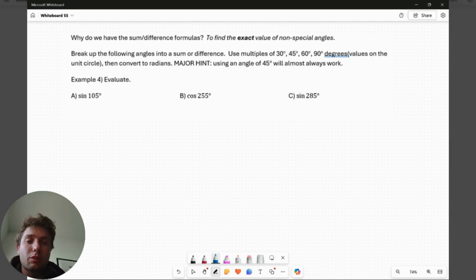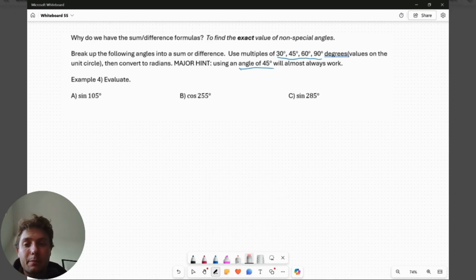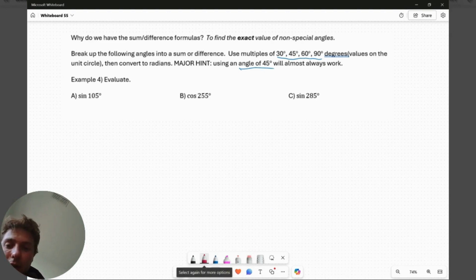When you have degrees, you would generally want to use an angle of 45. Definitely want to use an angle of 45 if your angle ends in a 5. The reason for that, the other multiples we know are 30, 45, 60, and 90. None of those would get you to have that ending of 5 by adding or subtracting stuff without the 45. So 45 is generally in there. Let's look at how this would work for sine of 105.